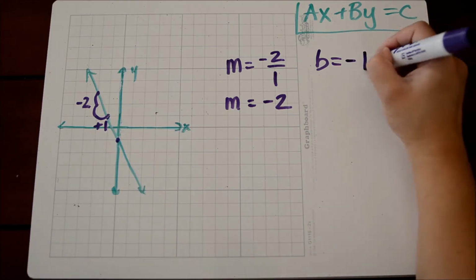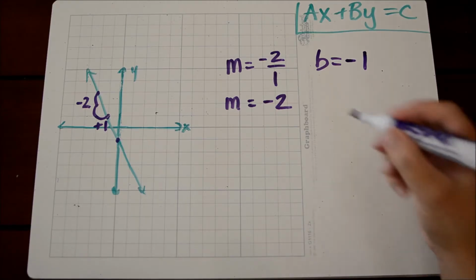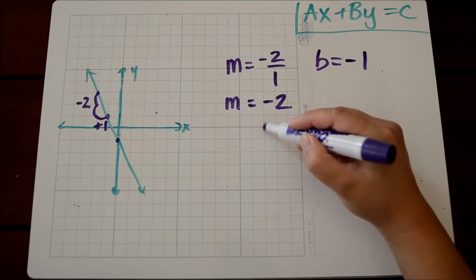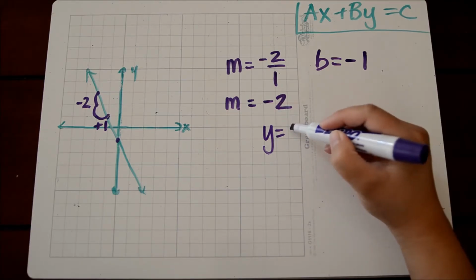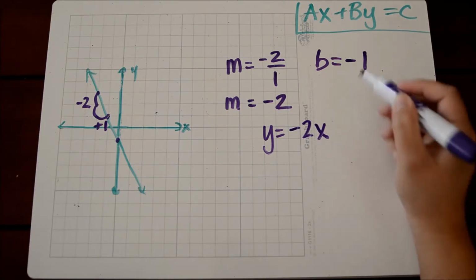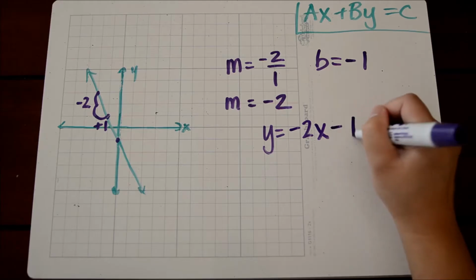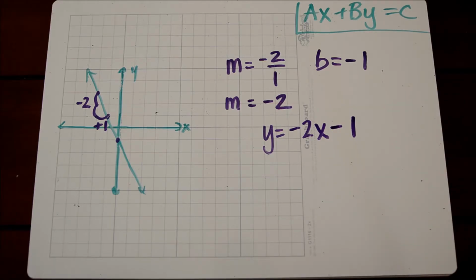If we have slope and y-intercept, we could start off with slope-intercept form, y equals mx plus b. So we have y equals -2x minus 1. We just substituted m for m and b for b in slope-intercept form.